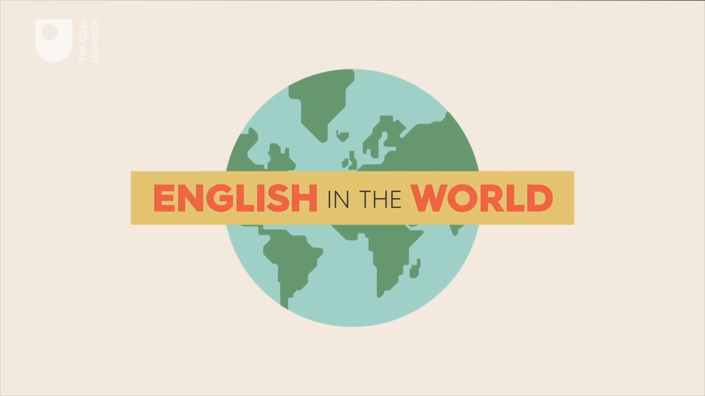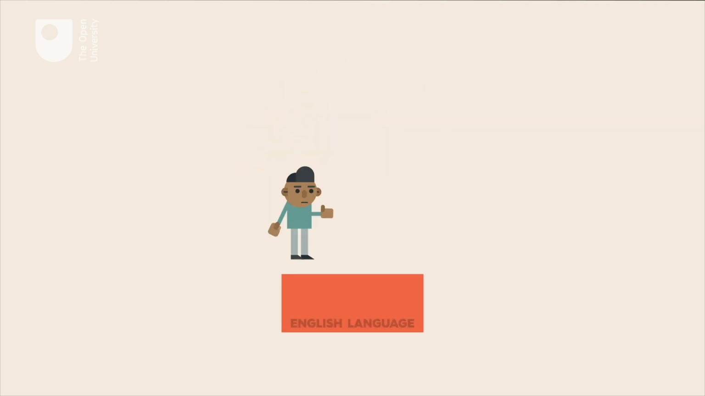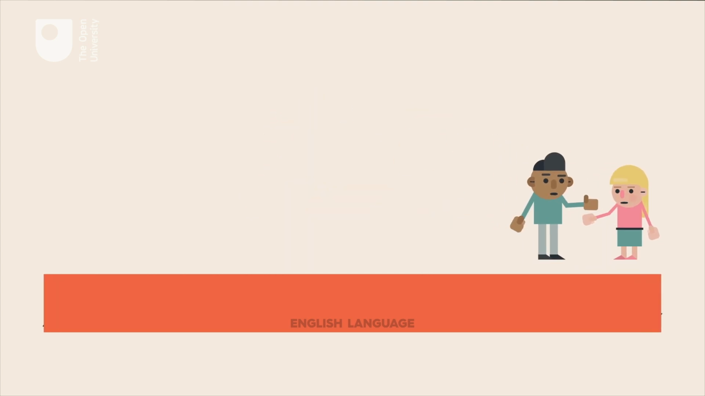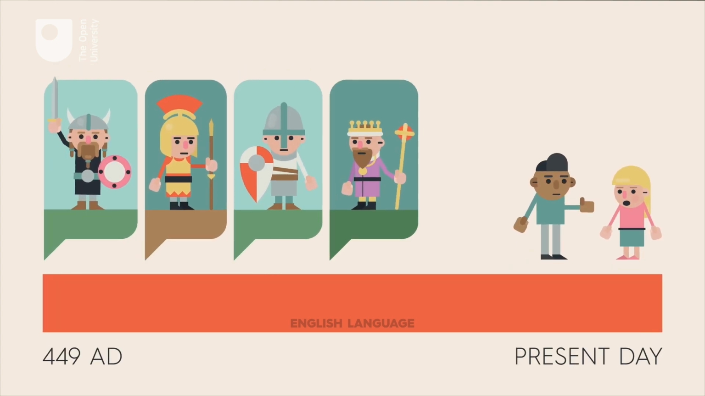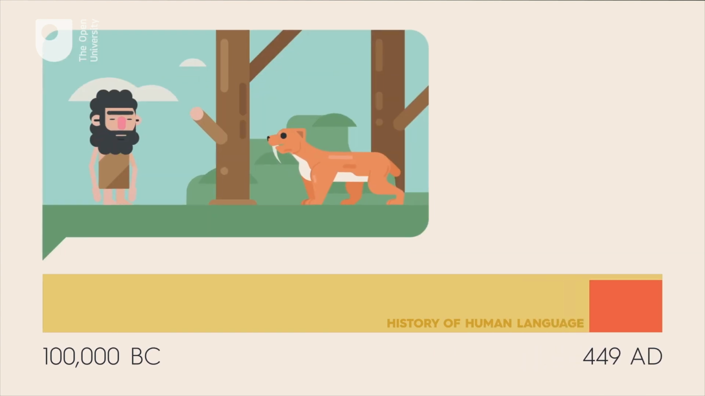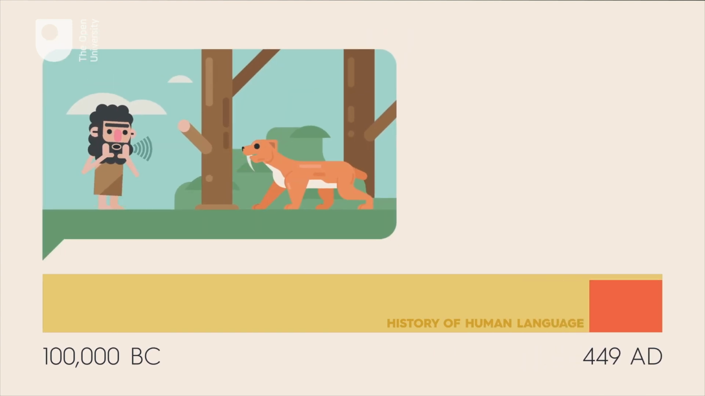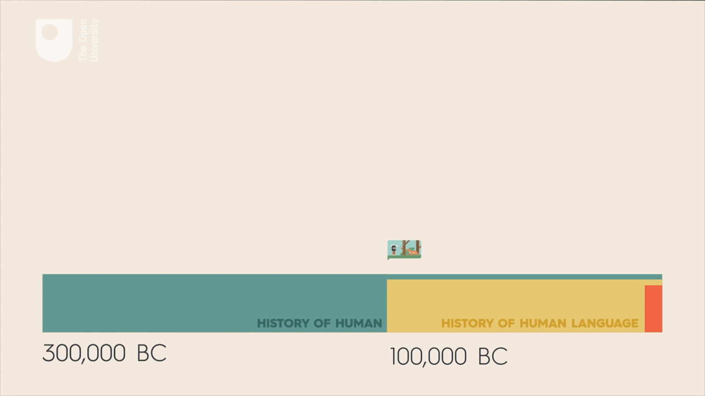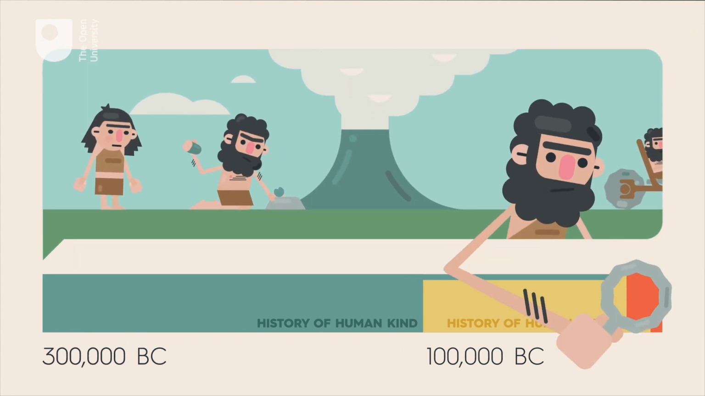English in the world. The English language has existed for a little over 1,500 years, which, in the grand scheme of things, is just a blip in the history of human language, and an even smaller blip in the history of humankind.